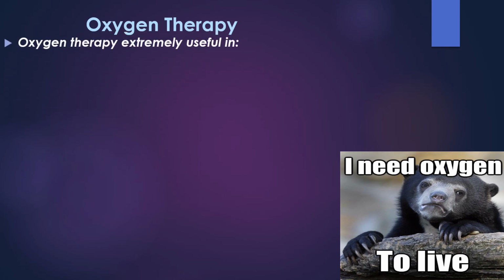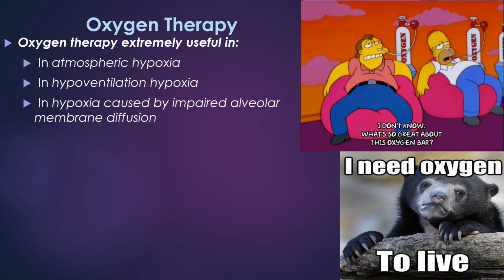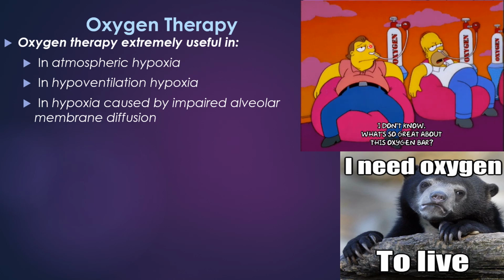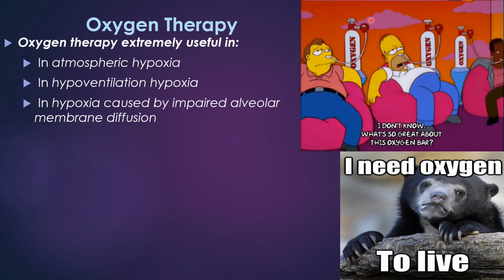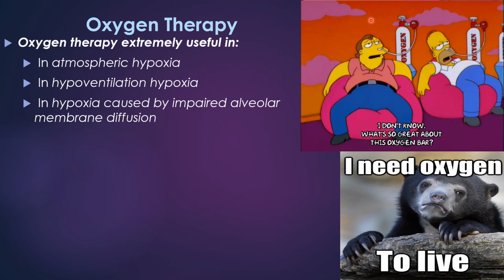Oxygen therapy is extremely useful in atmospheric hypoxia, as it can completely correct the depressed oxygen level in the inspired gases. In hypoventilation hypoxia, it can move 5 times as much oxygen into the alveoli with each breath. In hypoxia caused by an impaired alveolar diffusion membrane, it can increase the oxygen pressure in the alveoli from the normal value of about 100 millimeters of mercury to as high as 600 millimeters of mercury.